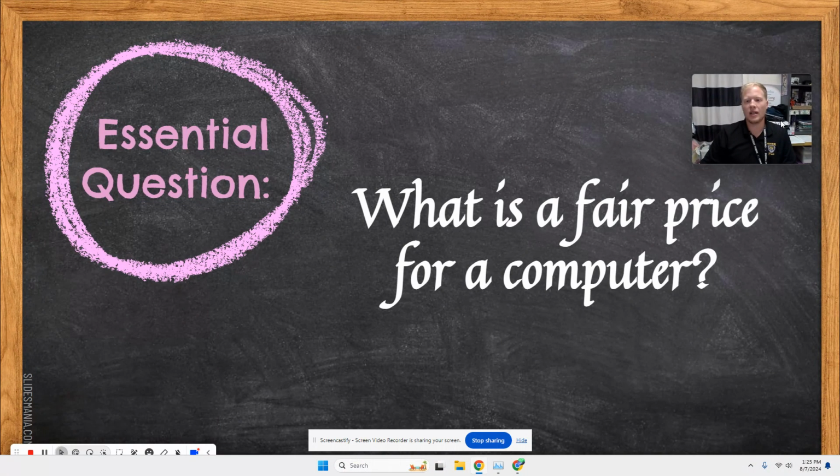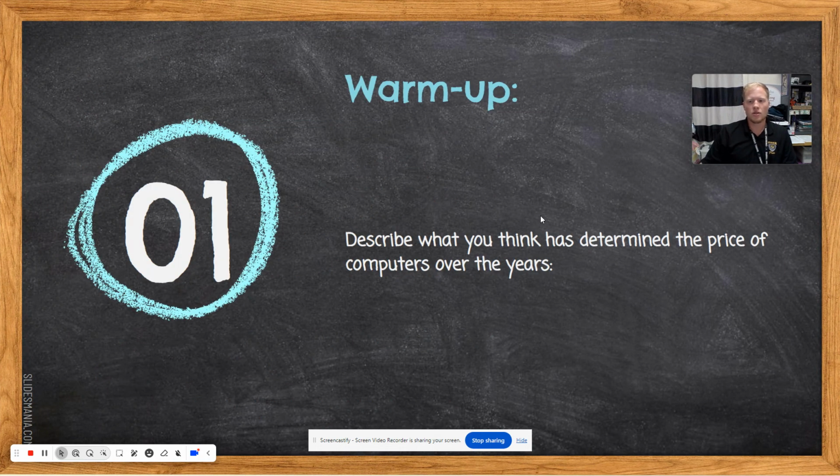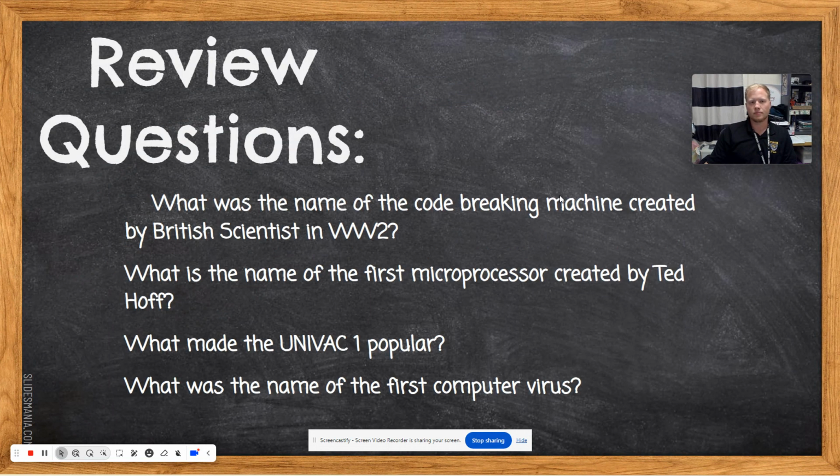The question for today is, what is a fair price for a computer? We're going to talk about that because it will apply with what Moore's Law is. So what I want you guys to do is go ahead and write out, describe what you think has determined the price of computers over the years. Like, what do you think? Is it supply and demand? Is it what actually goes into making a computer? Describe what you think has determined the price of a computer over the years. Pause me and then come back in a little bit to continue.